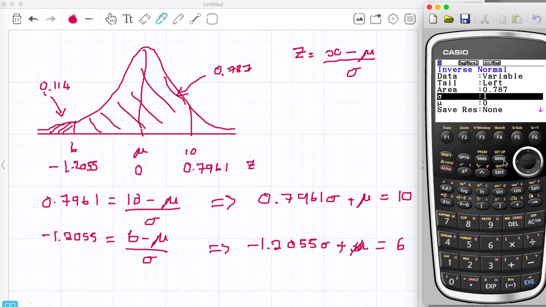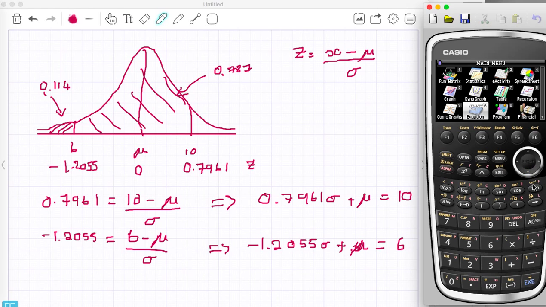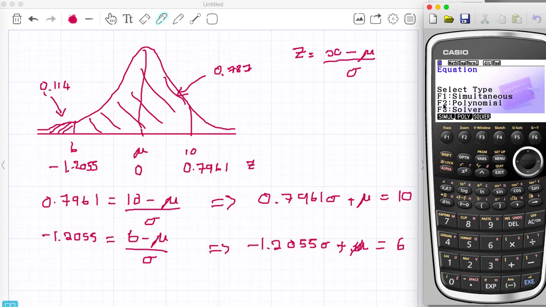It's a graphic calculator question. Go to menu, go to equation solver. We want a simultaneous equation, two things we don't know. The first one we put in is 0.7961 and 1 mean, and this is 10. And on the second one, minus 1.2055, 1 and 6. So sigma is first, and the mean is second.